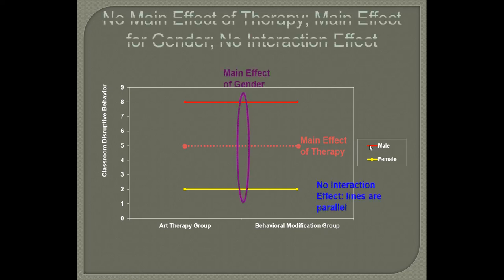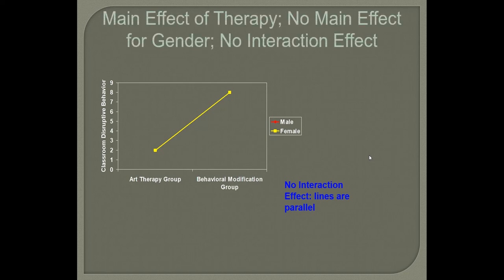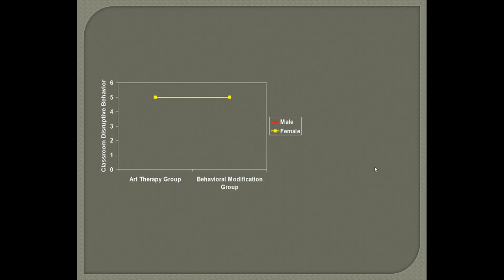So here we have an example of the main effect for gender, but no main effect for therapy and no interaction because the lines are more or less parallel. And here we have a main effect for therapy. You see that the behavior mod group scores higher than the art therapy group, but there's no difference for gender, and the lines are on top of each other there, so they're basically parallel.